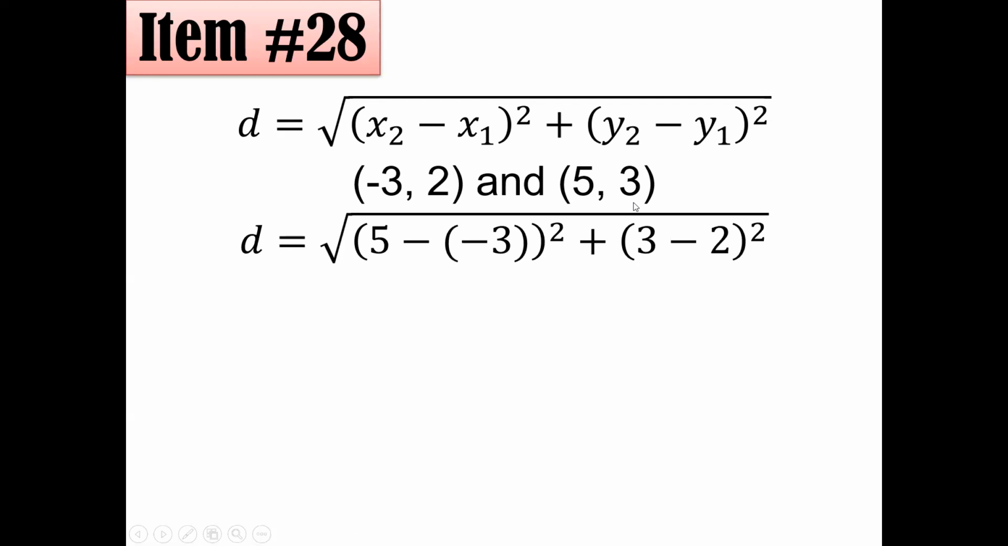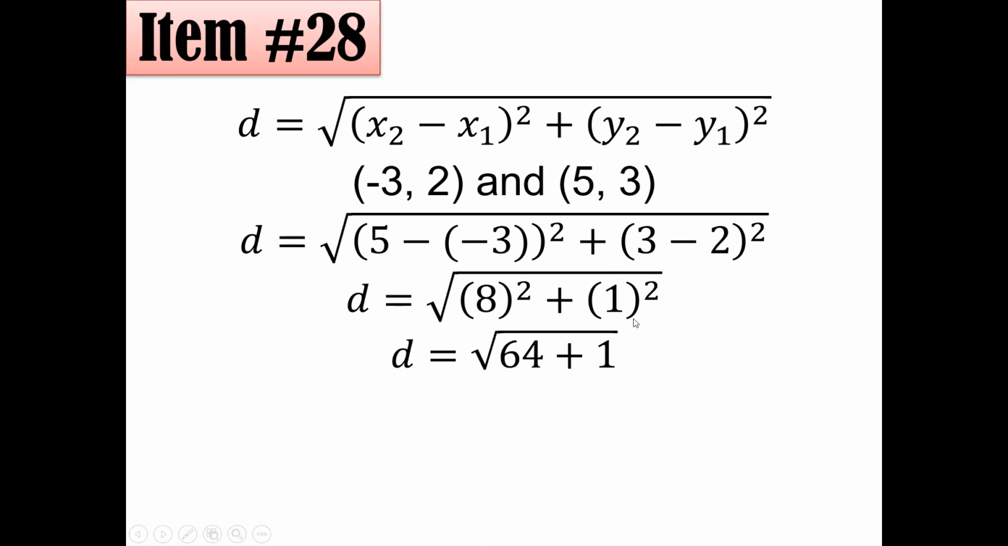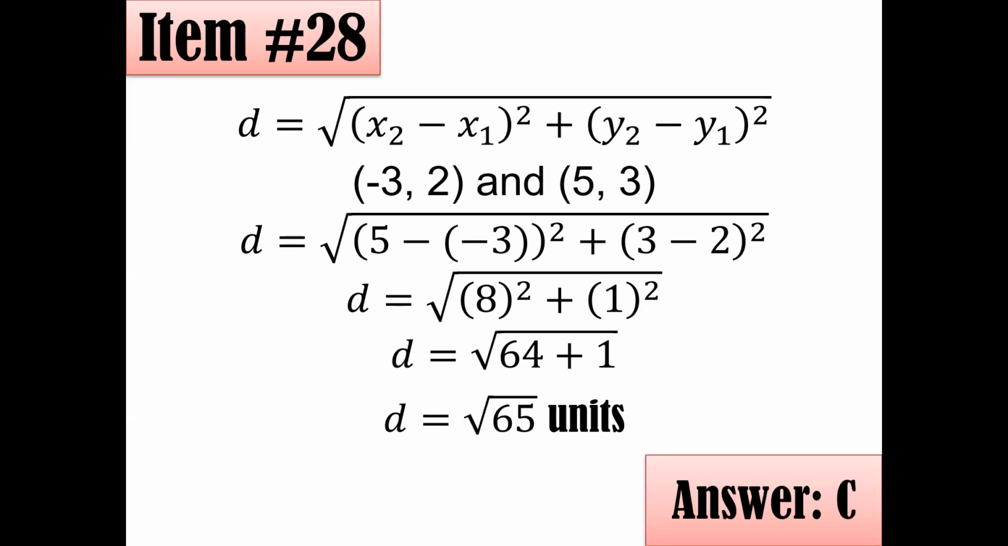By substitution, this becomes 5 minus -3 quantity squared, which by the way simplifies to 8 squared, plus 3 minus 2 quantity squared, which simplifies to 1 squared. The radicand simplifies to 64 plus 1, which is square root of 65 units in this case. Letter C.